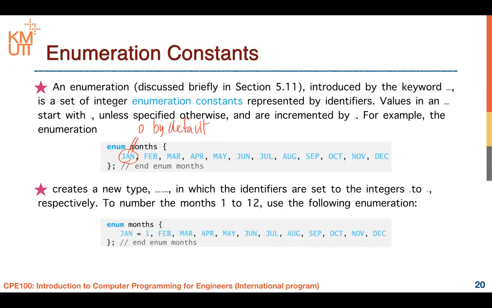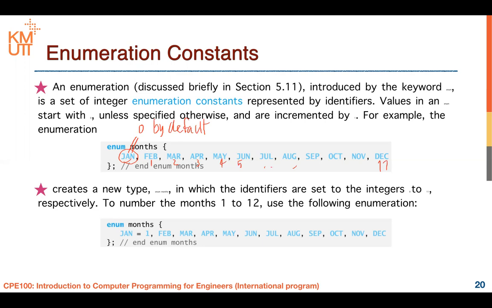And then February, Feb will be 1, 2, 3, 4, 5, and so on. December will be 11. Okay, this is the tradition for enumeration. The first one will be set to an integer value of 0. That's why we call it enumeration. It means that we define a new set of things and enumerate them, making their values numbers starting from 0.